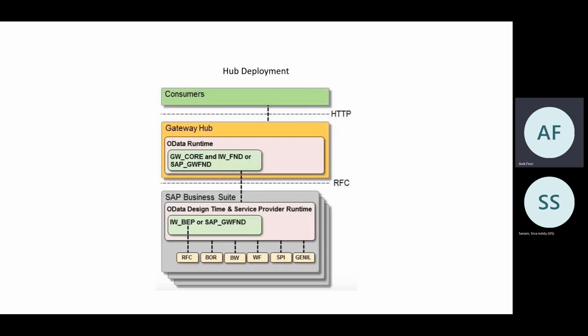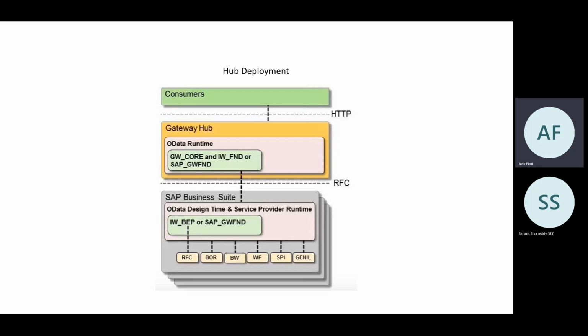In hub-based deployment, your gateway server, which is your gateway hub, is always separated from your backend system. How it is linked, meaning how you can access the data from your backend system, is with the help of RFCs. We have RFCs, we have BAPIs. Based on that, you can easily access the information from different backend systems, if you want to access that data in your gateway server.